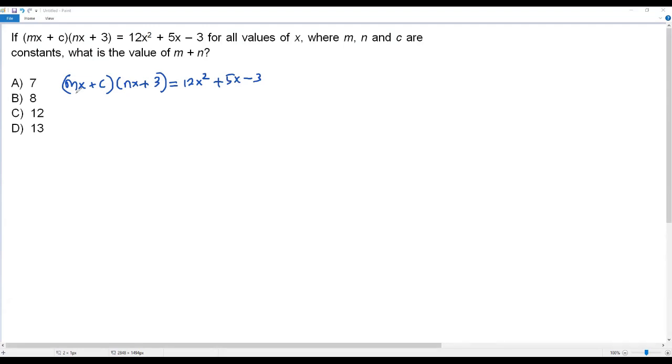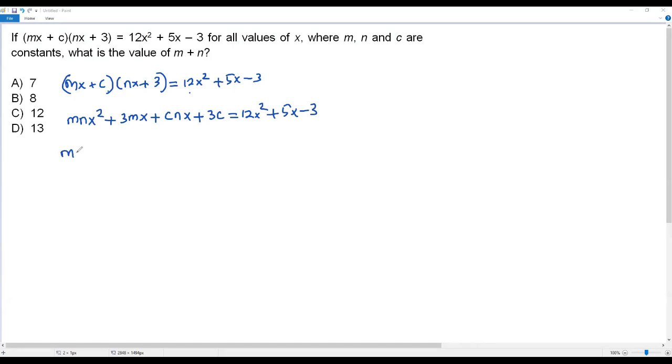Okay, now let me multiply the two binomials using the FOIL method. Let me multiply the first terms, mx times nx, and I get mn x². Now the outer terms, mx and 3, I get 3mx. Now the inner terms, I get cnx. Now the last terms, c times 3 is 3c. On the right side, let me write this quadratic expression as it is: 12x² + 5x − 3.